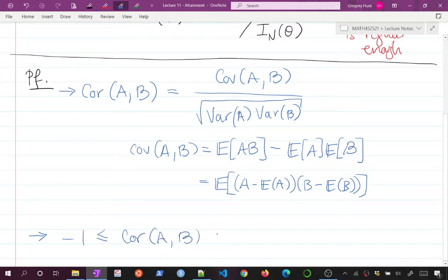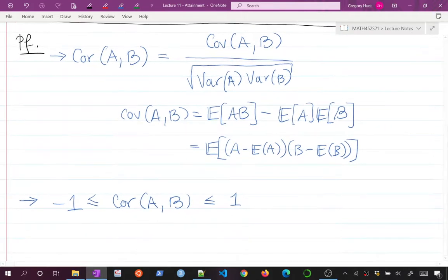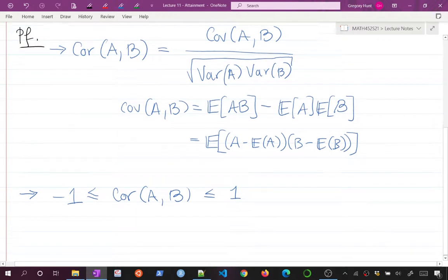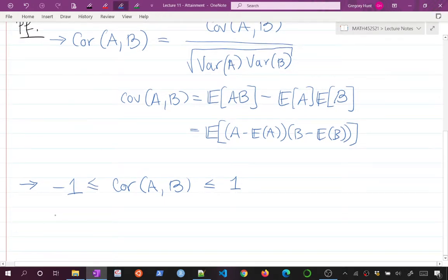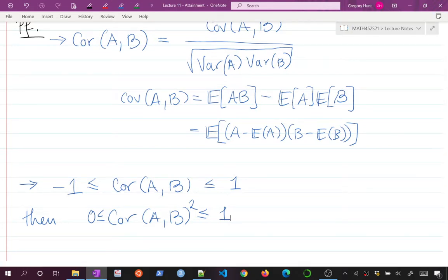The second basic fact about correlation, which I prove when I teach 451, I typically do a little proof of this. The correlation between two random variables always is going to be restricted to be between plus and minus 1. The follow-on fact of this is that if the correlation has to be between negative 1 and 1, then if I square my correlation, this is less than or equal to 1. It's positive, right? Because squares are always positive, and if I square it, it cannot be bigger than 1. So these are some basic facts about correlation.